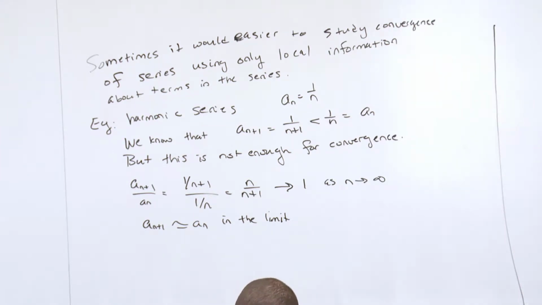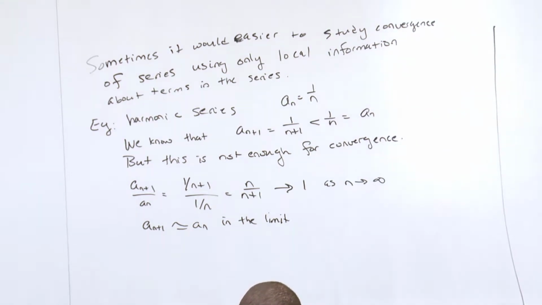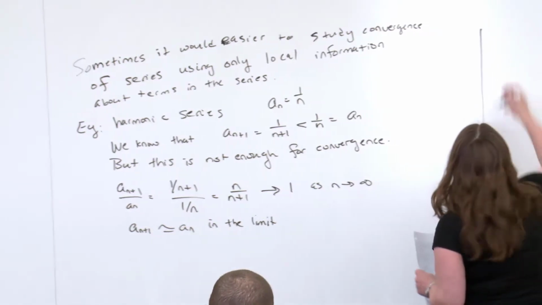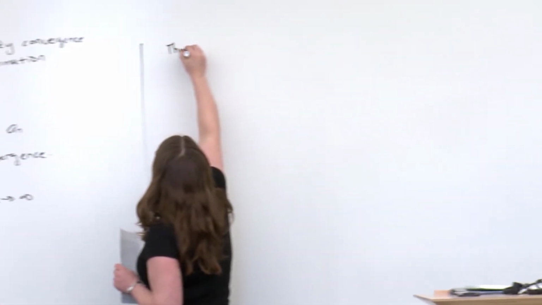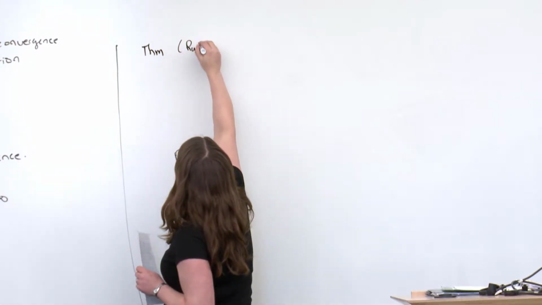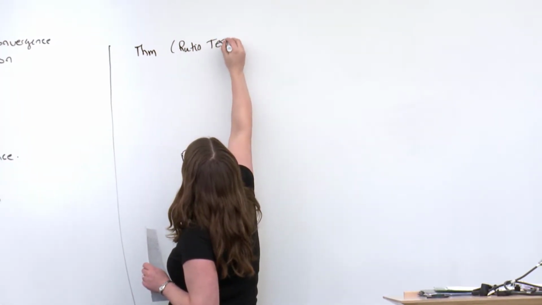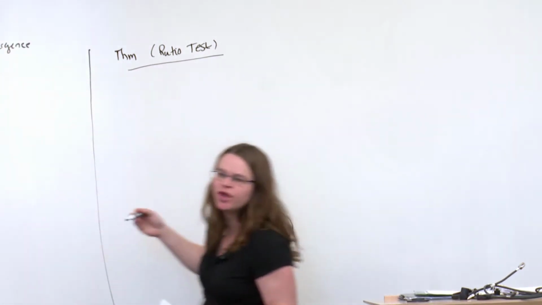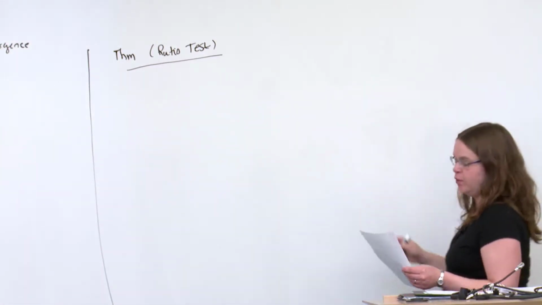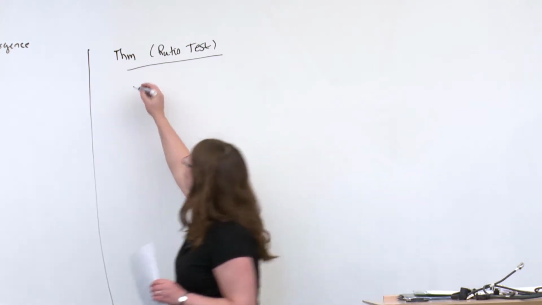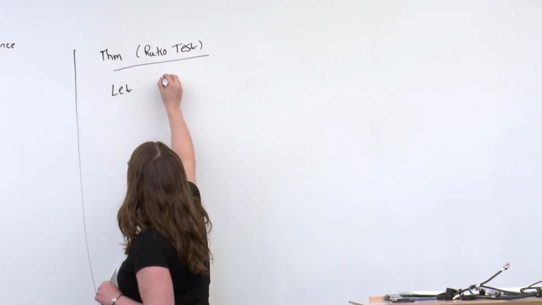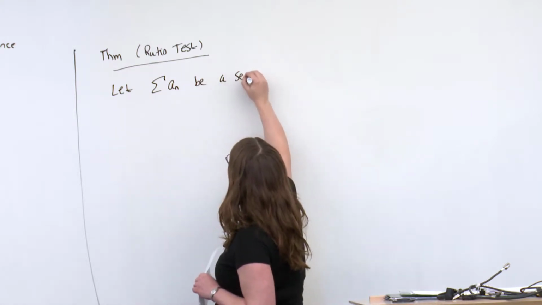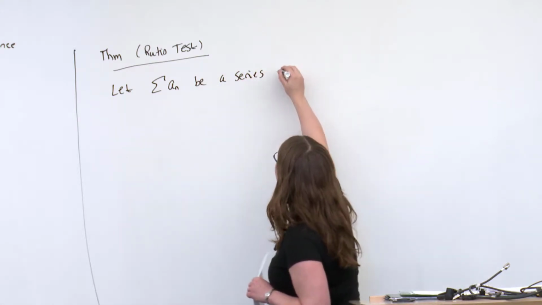So this is basically your ratio test. I'm going to write it a little bit differently than you've probably seen it in calculus. Okay, so this is our ratio test, and then we'll see why it works. But this is the motivation. The terms are getting smaller, and they're getting smaller fairly quickly. So we're going to assume that we have a series, a_n, and all the terms are positive.